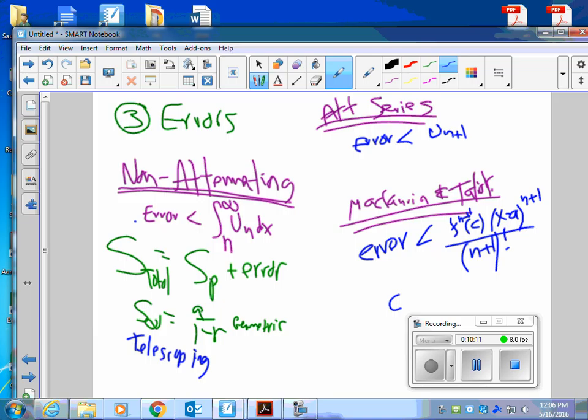C is either going to be 0 or x minus a, whichever gives you the most error. And those are the three errors. Non-alternating, you just go from whatever you left off from the partial, like 5, to infinity, and the error is a little less than that. Alternating, you go to the next term, and the same with Maclaurin-Taylor. Don't forget to check 0 and x minus a. That's series.